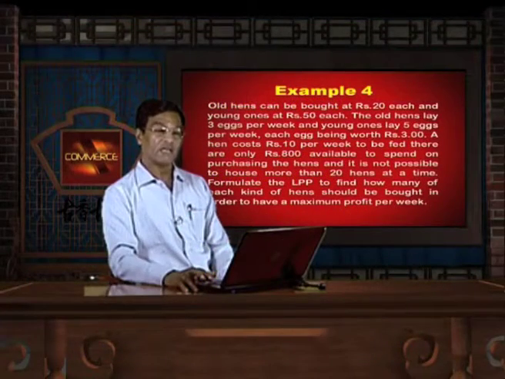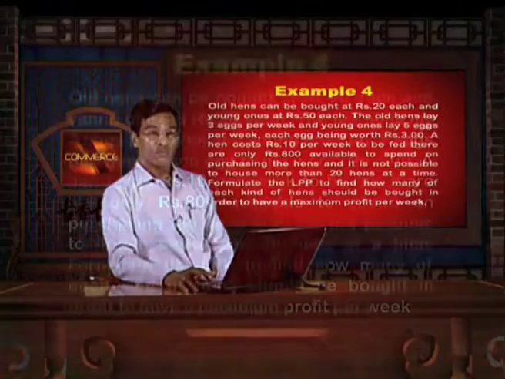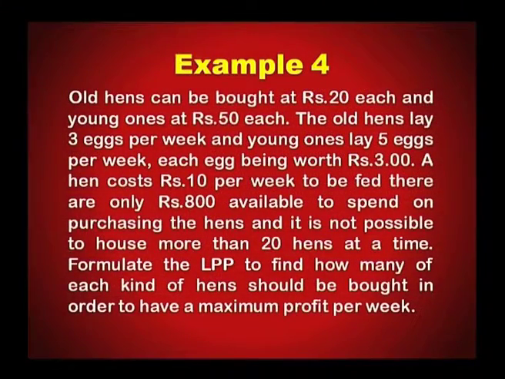Now, we discuss one more example. This example is like this. Old hens can be bought at Rs.20 each and young ones at Rs.50 each. Old hens lay 3 eggs per week and young ones lay 5 eggs per week. Each egg being worth Rs.3, a hen costs Rs.10 per week to be fed. There are only Rs.800 available to spend on purchasing the hens, and it is not possible to house more than 20 hens at a time.